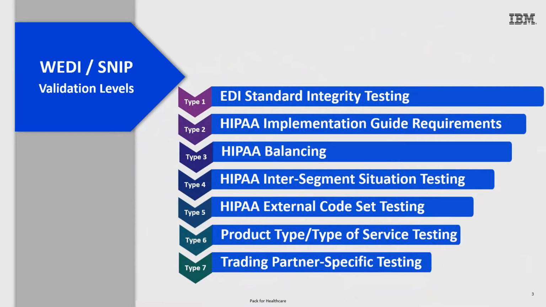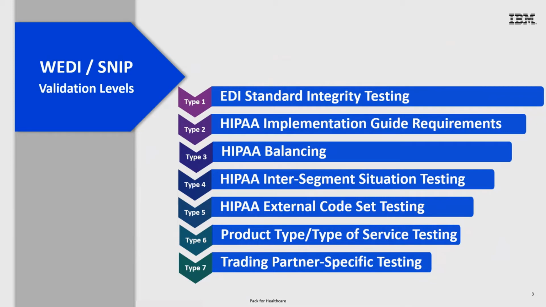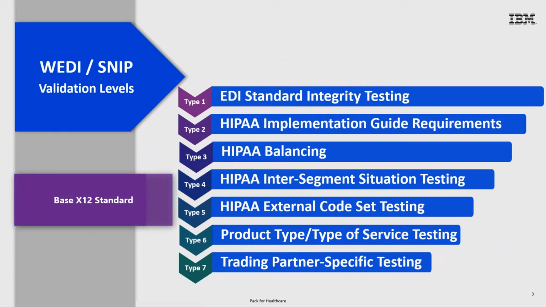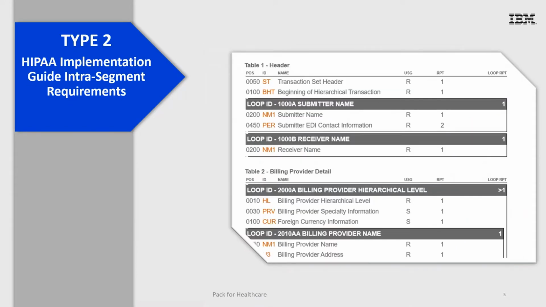HIPAA data validation is typically described in terms of types numbered from 1 to 7. These types were defined by WEDI, or the Work Group for Electronic Data Interchange. WEDI SNIP 1 simply means the data will conform to the base X12 standard for the transaction type, not be constrained by the HIPAA loop structure and rules. The same data could also be validated to type 2, meaning that it conforms to the basic looping structure and segment content of the HIPAA TR3.